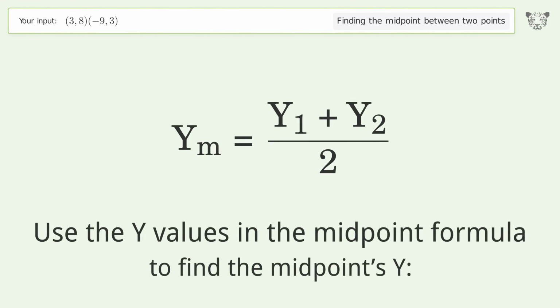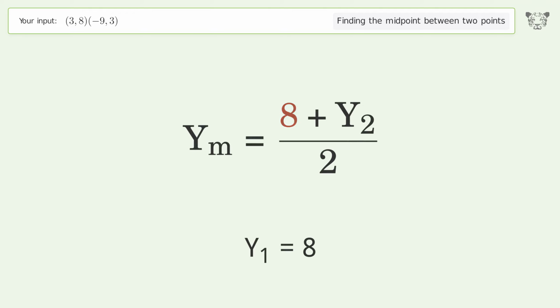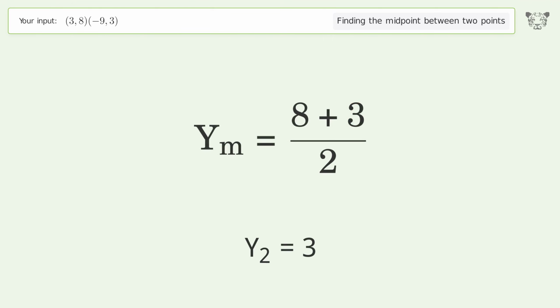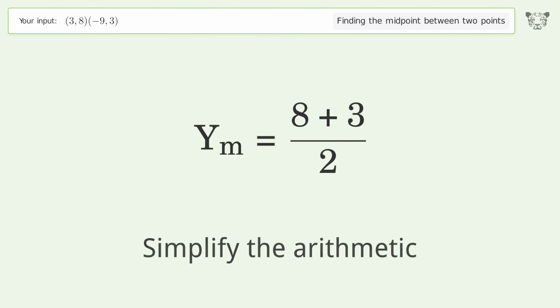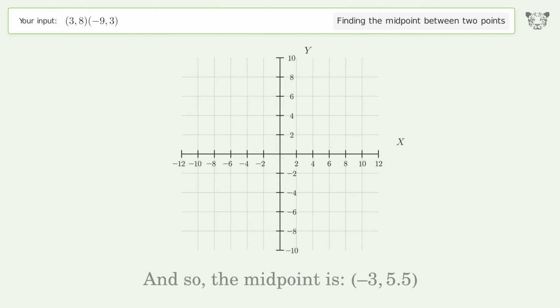Use the y values in the midpoint formula to find the midpoint's y. y1 equals 8. y2 equals 3. Simplify the arithmetic. And so, the midpoint is -3, 5.5.